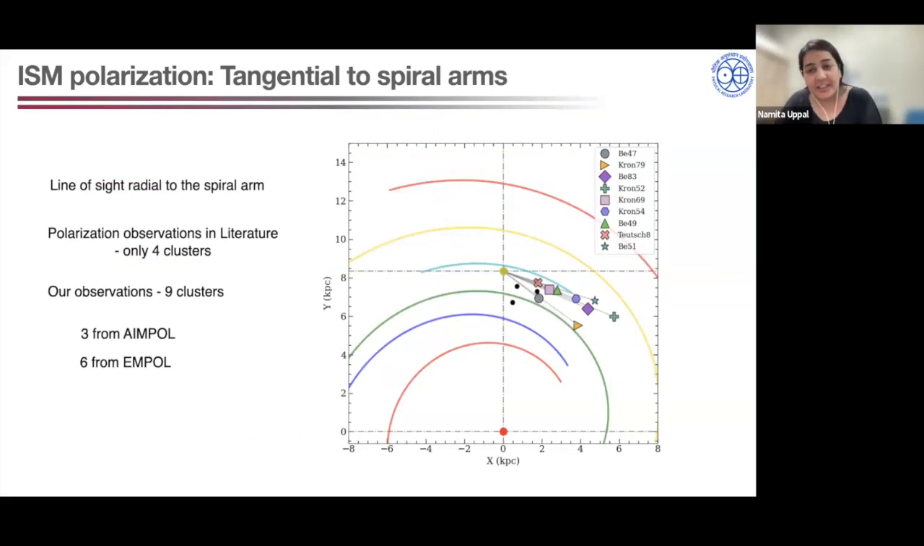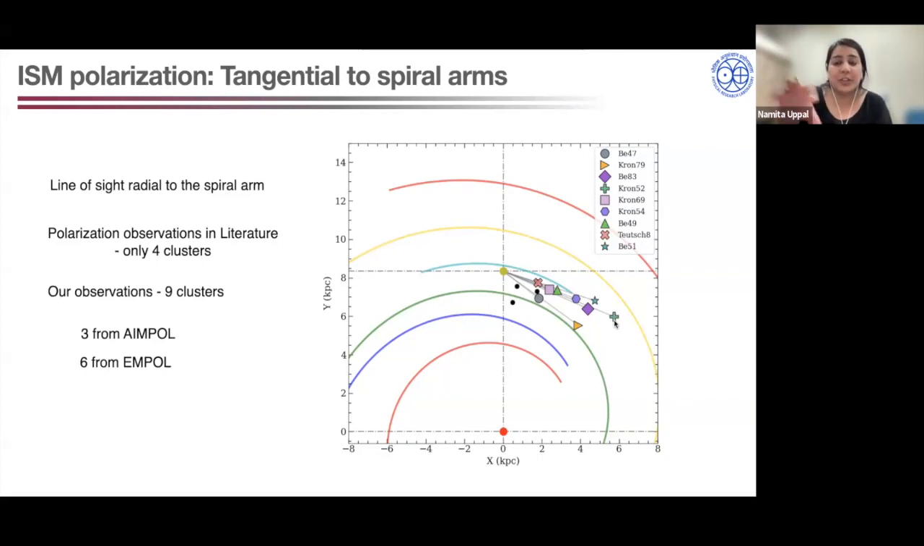And at last we targeted the tangential direction. The anti-center direction is perpendicular to the spiral arm of the galaxy, but we wanted to see how the polarization behaves when we target the cluster in the tangential direction. So it is not crossing the spiral arm, but is parallel to the spiral arm. Here we have observed 9 clusters, in different directions and at different distances.